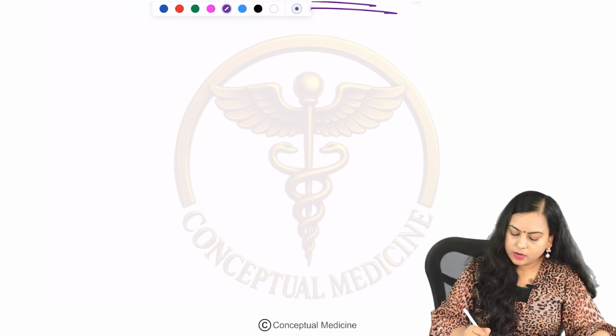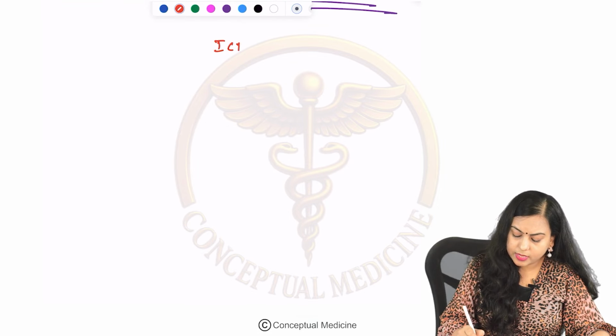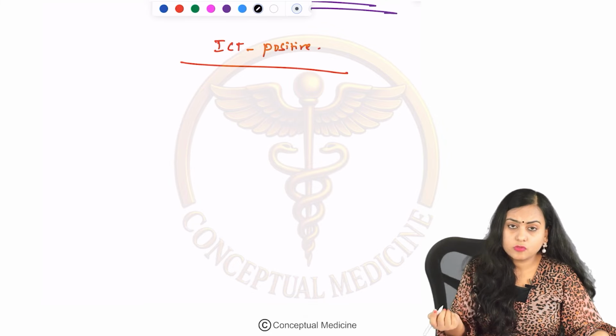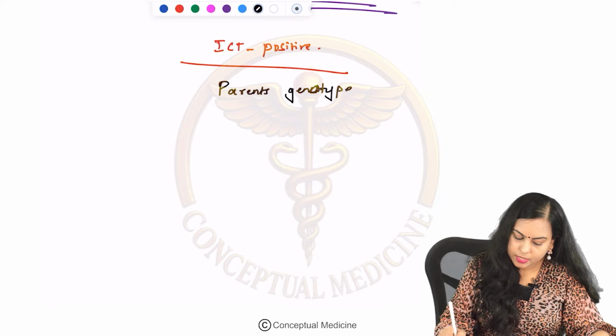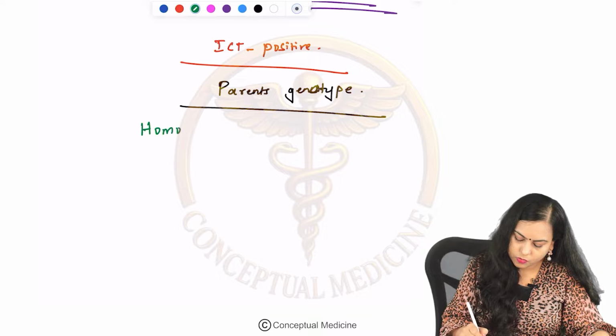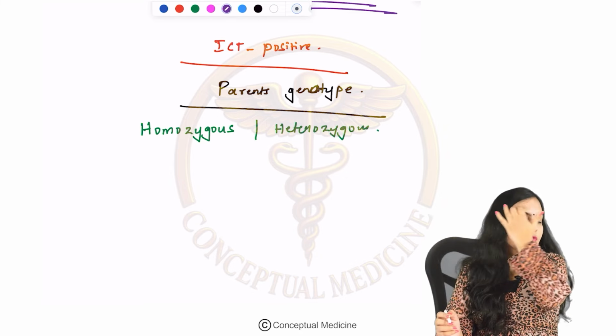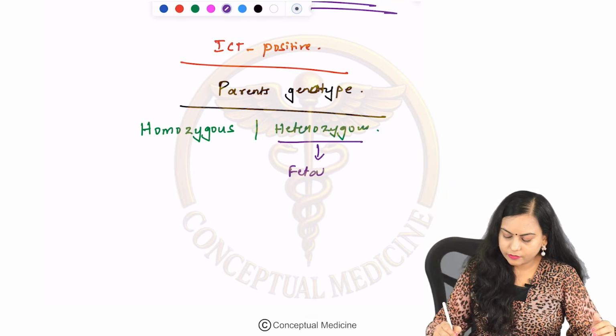Yes. Now, let us discuss what if the other way around, okay. Suppose if there is ICT positive at the booking visit itself, then you have to look for the parent's genotype. Find out the parent's genotype. It can be homozygous or heterozygous, right? So, it can be homozygous or heterozygous.